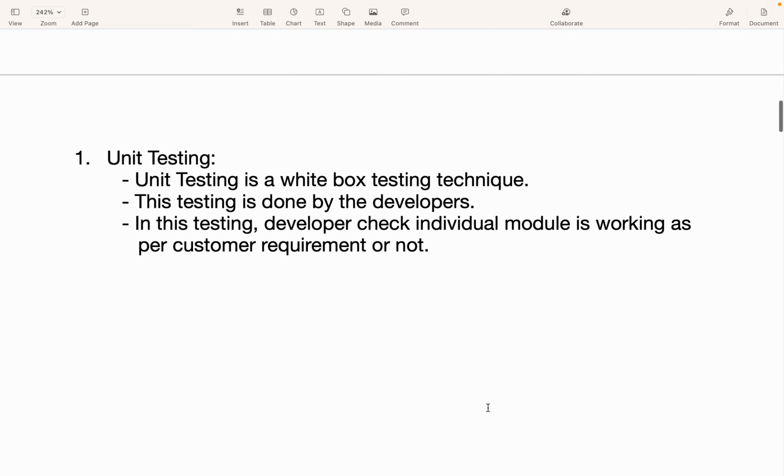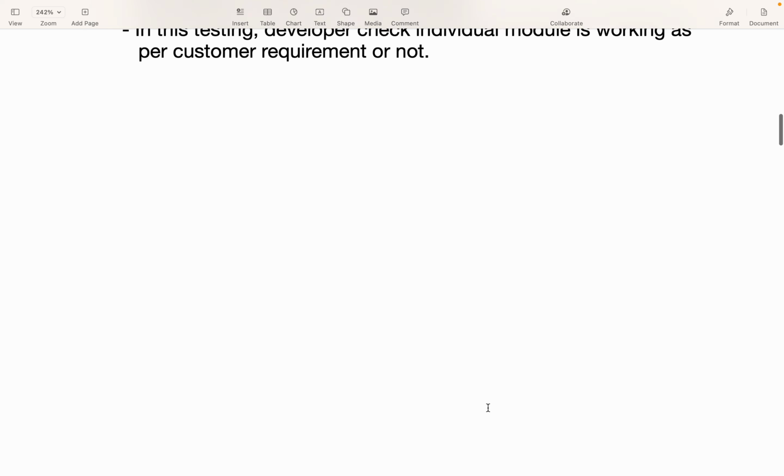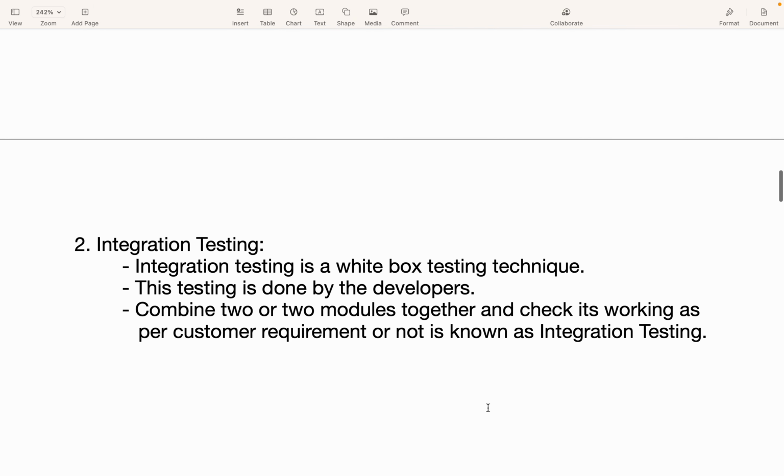Unit testing. Unit testing is a white box testing technique. This testing is done by the developers. In this testing, the developer checks whether an individual module is working as per customer requirements or not. That's it.